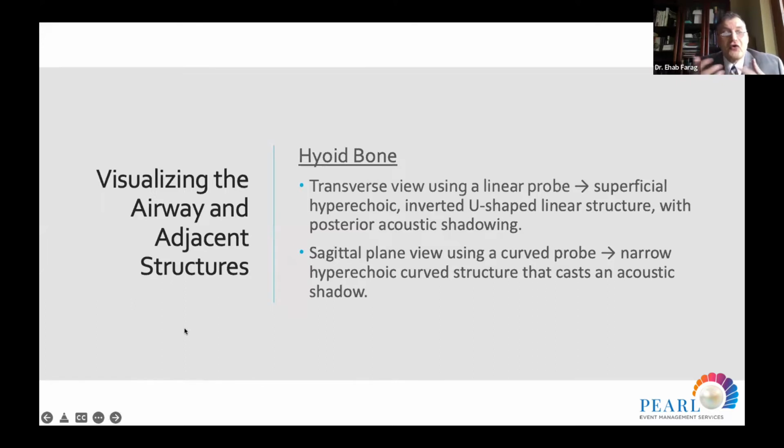The most important structure in the upper airway is the hyoid bone. The hyoid bone can be visualized using the transverse view with the linear probe, as a superficial hyperechoic, inverted U-shaped linear structure with posterior acoustic shadowing. This is the hyoid bone. In the sagittal view, using a curved probe, we can see a narrow hyperechoic curved structure that casts an acoustic shadow.